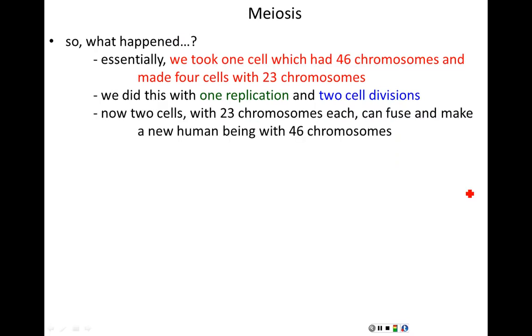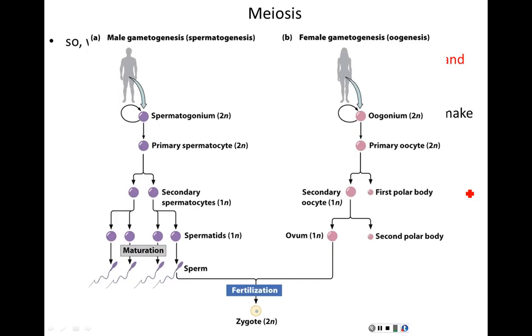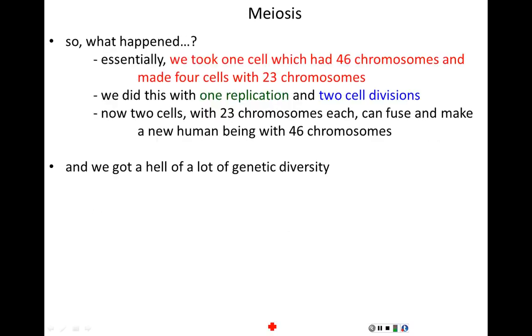Now these cells with 23 chromosomes each can go off and fuse with another gamete with 23 chromosomes, making a new human being reconstituted with 46 chromosomes total. Dad's sperm has half the number of chromosomes needed to be a human being. It fuses with mom's egg, which has half the chromosomes needed to be a human being, creating a full complement of genetic information and therefore a new human being. As part of this, we had a lot of genetic diversity introduced, but there's more.